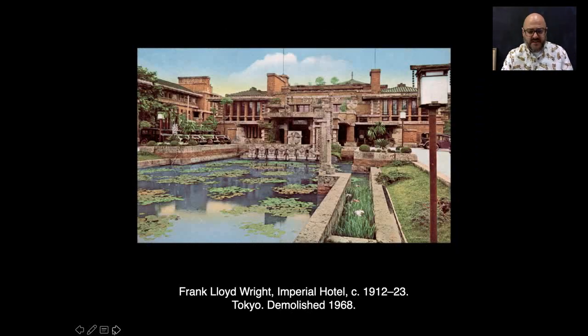Here, this is another work that happens after the destruction of Taliesin. Taliesin was the home that Frank Lloyd Wright built for himself and his second wife. He had highly publicized personal problems. He left his first wife and he left his 6 children, moved in with his second wife in this house that he built for himself in Wisconsin called Taliesin.